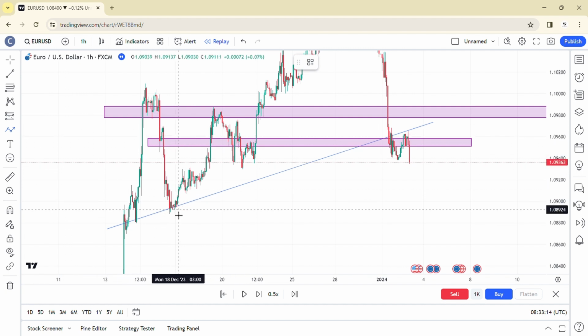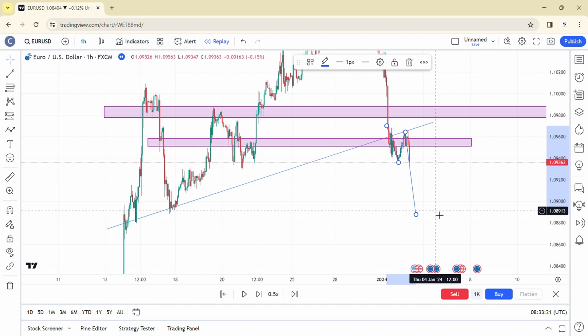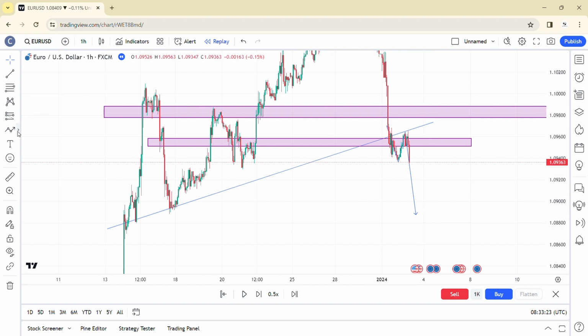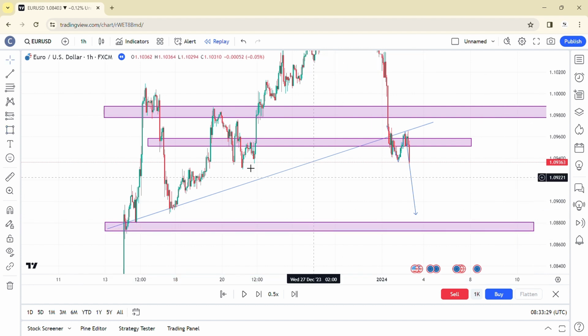Okay, you can see price was in this uptrend. Price broke this trend line. We would have taken our entry over here. Let me draw our entry out. Targeting the next zone. This is our next zone. So targeting the next zone. Let's see whether price will be able to get there.